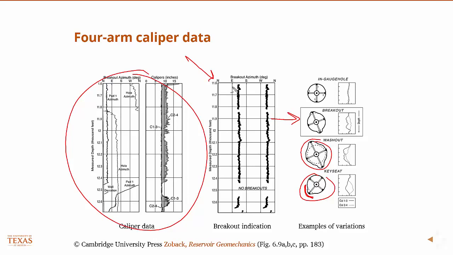So here, as a function of depth, these black lines indicate breakouts, and where there are no black lines, there are essentially no breakouts. And you can see here that these are the caliper traces along the wellbore. I think this is an 8-inch wellbore. And right in this region, you can see that all four calipers are measuring exactly 8 inches, and that corresponds to this region of no breakouts.